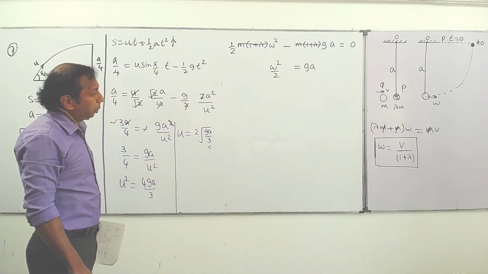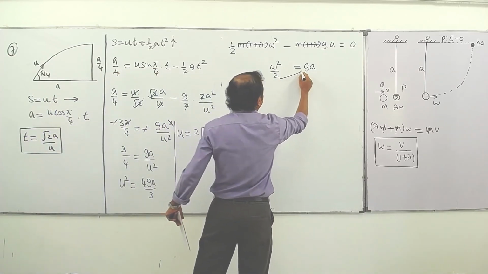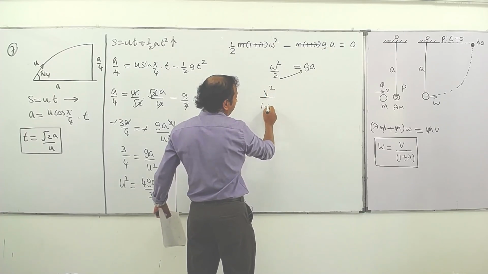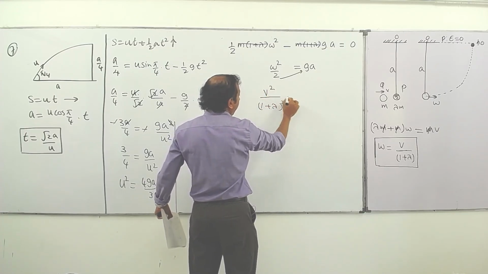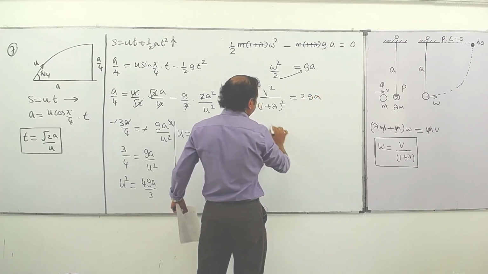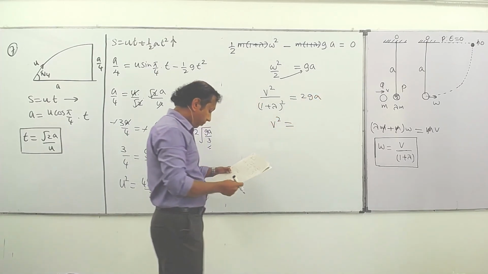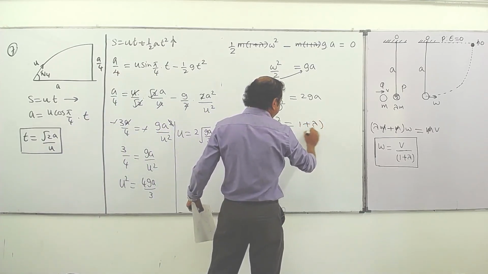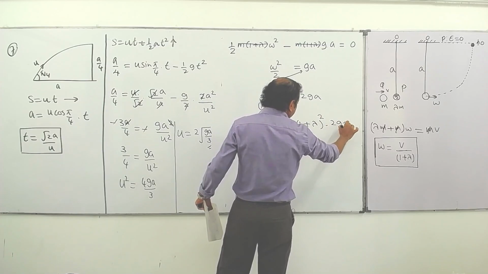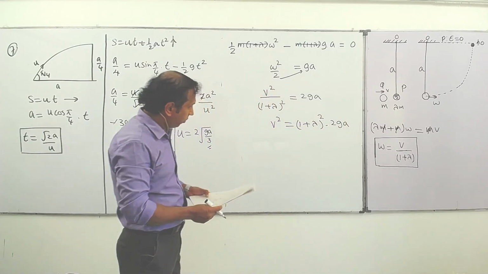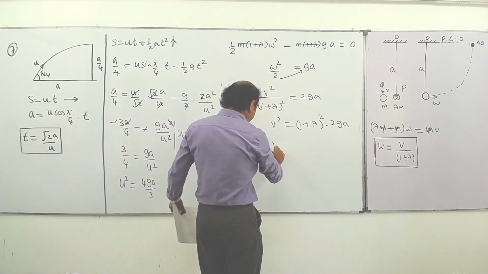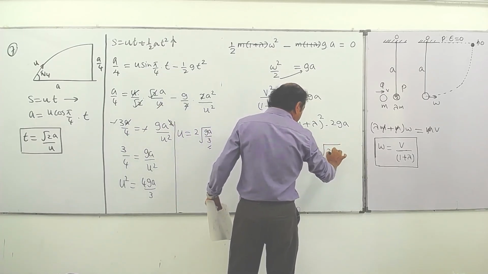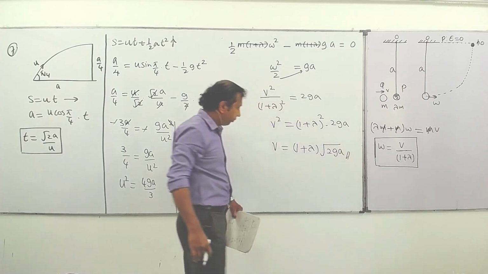Okay, then we can take this here. Then we substitute w squared. It is v squared over 1 plus lambda whole squared. Here now 2ga. We get v squared equals 1 plus lambda whole squared times 2ga. v equals 1 plus lambda root 2ga. Right?